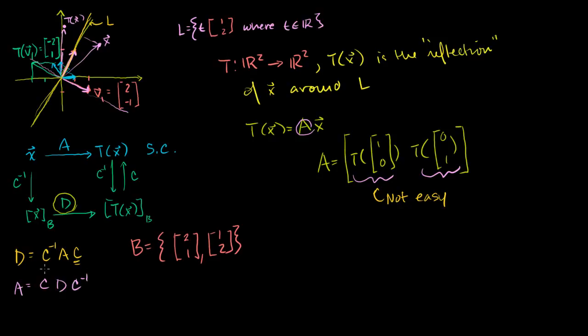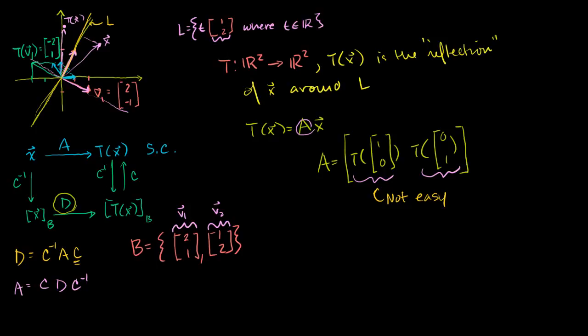I showed that to you a couple of videos ago. So let's see if it's easier to find D. Let's just experiment a little bit. Let's label our basis vectors. Let's say that's v1, the same label I applied to it over here. Let's say this spanning vector of the line that we're reflecting around is v2. So our new coordinate system has the basis vectors v1 and v2.